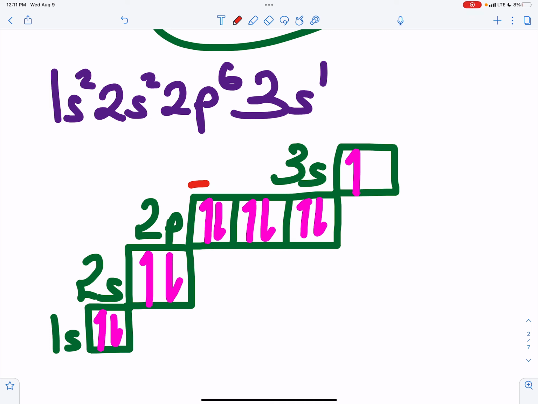Let me write it on the other side. Minus 1 for this room, 0 for this room, 1 for this room. But when an electron is present in the S subshell, there's no other room it can sleep in other than the one in the middle, the 0 room. And its value for M, the magnetic quantum number, will be 0.